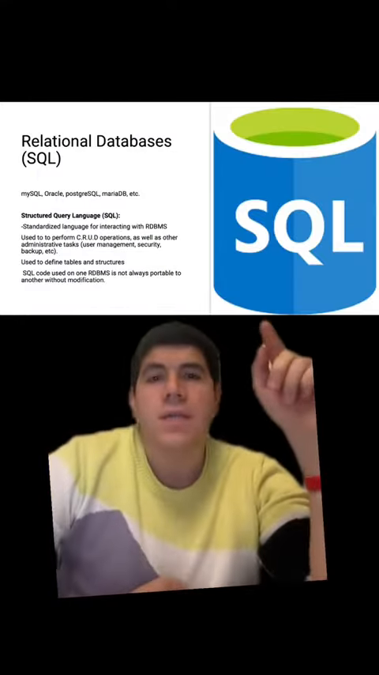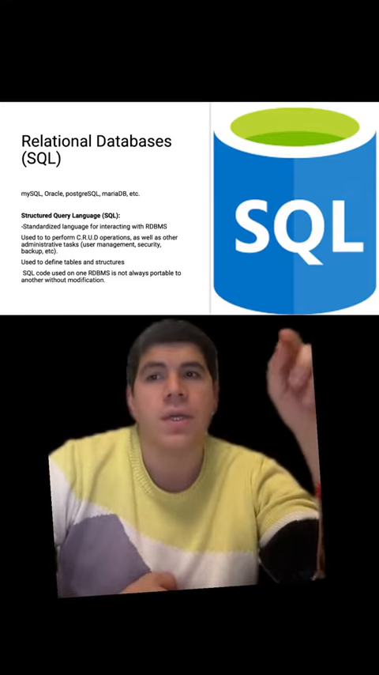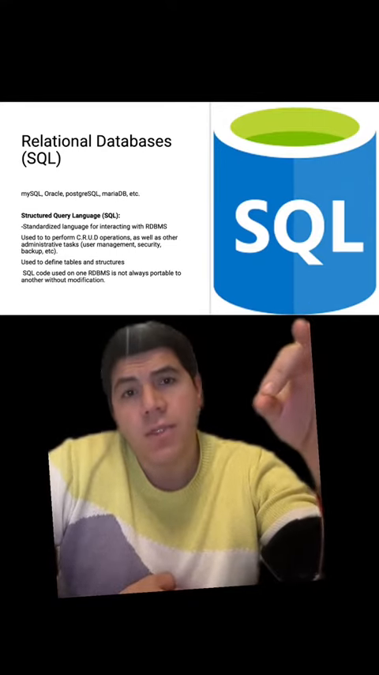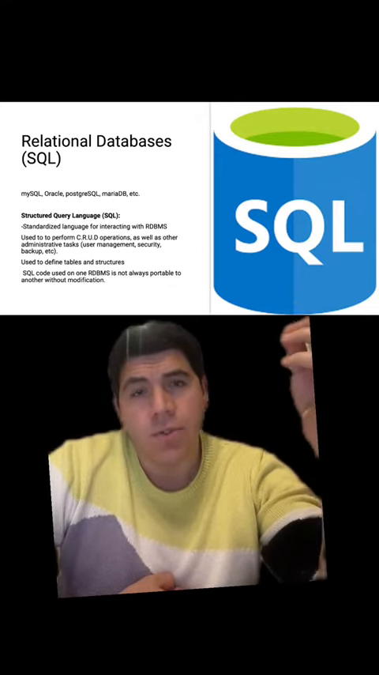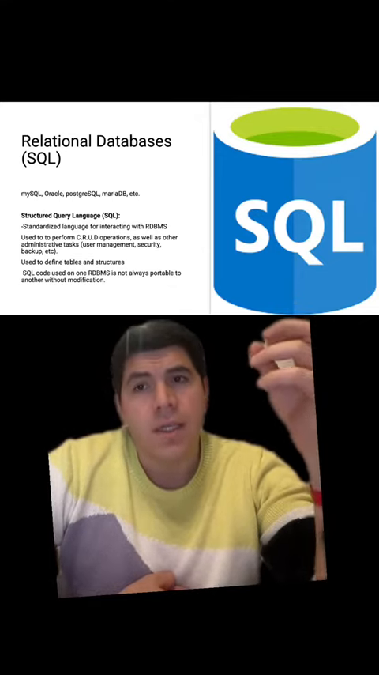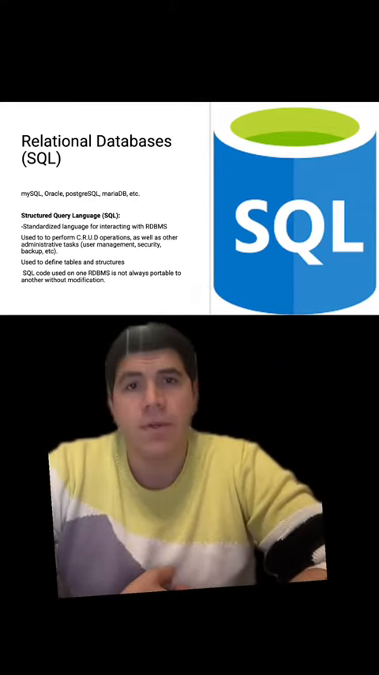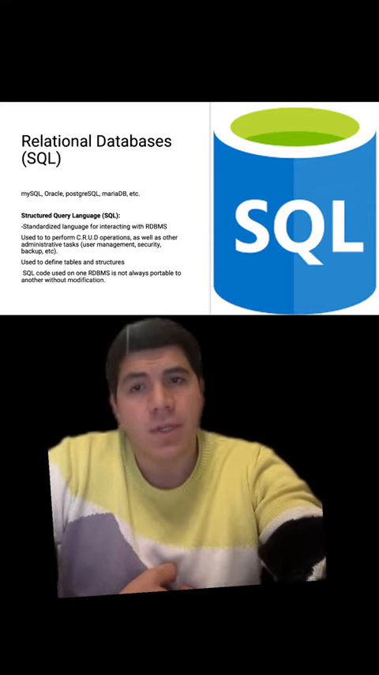For the relational databases, we have a language called SQL, or sequel, which is Structured Query Language, which helps us interact with our relational database management system. Imagine SQL is a kind of programming language, like Python, which helps us create CRUD operations, which are create, read, update, delete operations, as well as other administrative tasks. It can be user management, security, and backup of our database management system. And with the help of SQL, we also create the tables and different structure schemas.